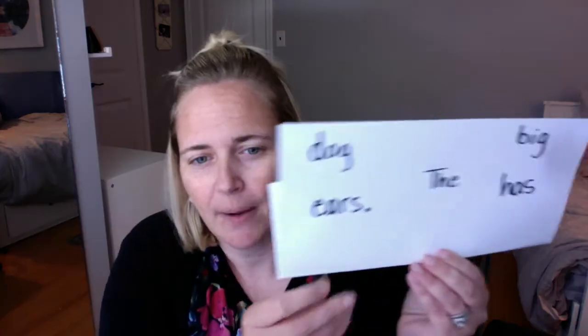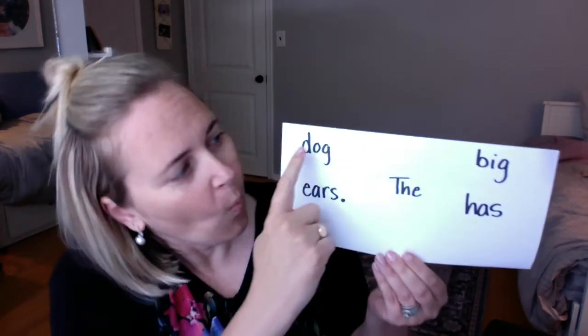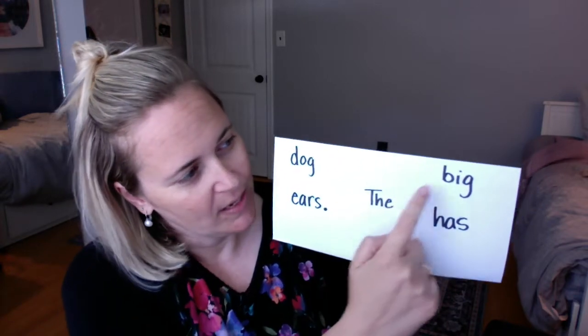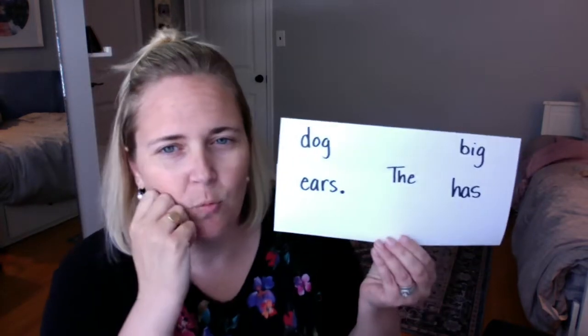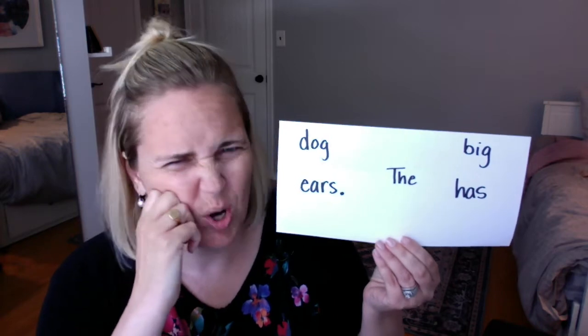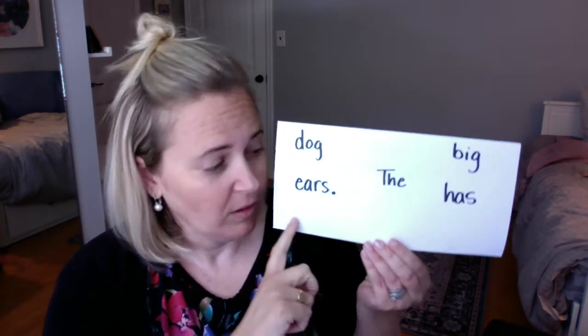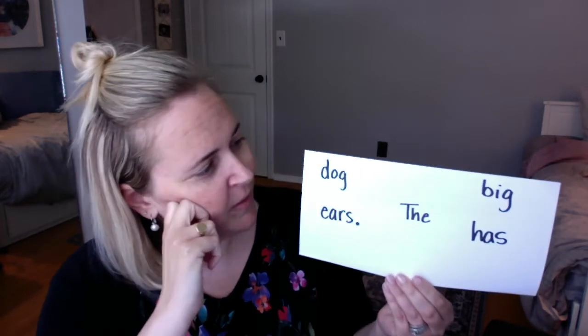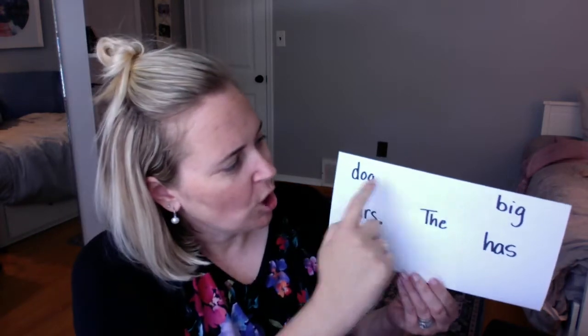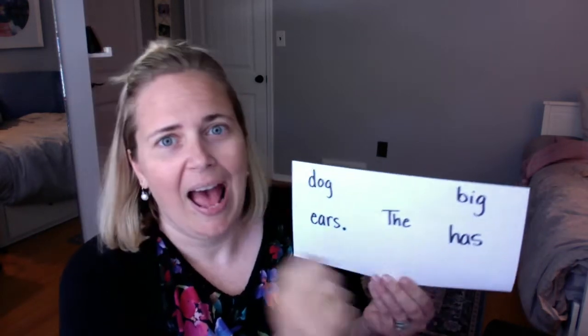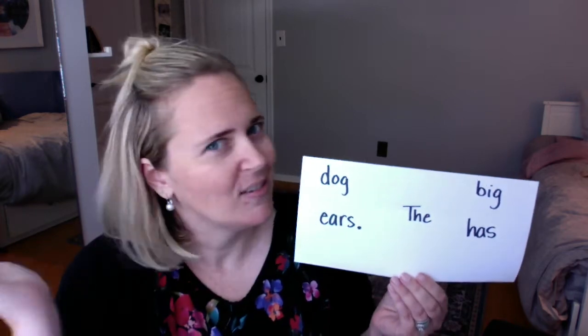Excellent, friends. All right, so I thought we would start today's circle time by doing something new. It's called a mixed up sentence. So here is what it looks like. I have put 1, 2, 3, 4, 5 words on this piece of paper, and they're all jumbled up. They're not in a line to make a nice sentence. If we were to read it, it would be dog big the ears has. Oh my goodness, that's not a sentence.